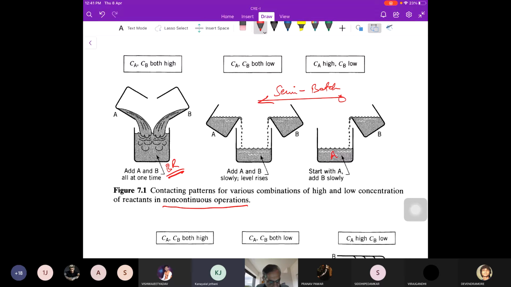ठीक है, any questions on, we are basically looking at contacting patterns, how we can achieve some desirable concentration of A and B. अगर दो reactant है तो मिनिमम दो reactant रहता ही है, एक reaction का बहुत कम reaction रहता है.